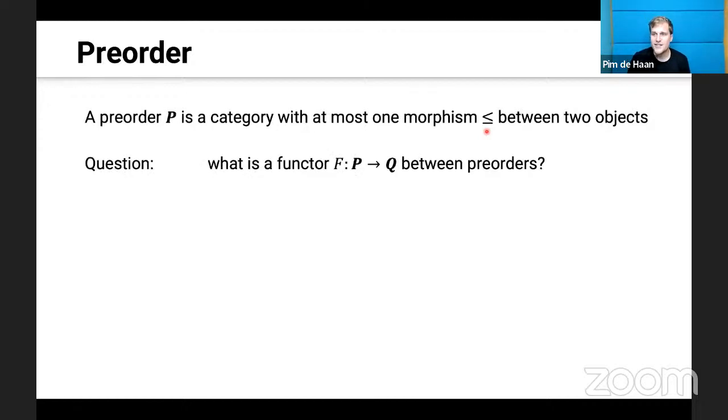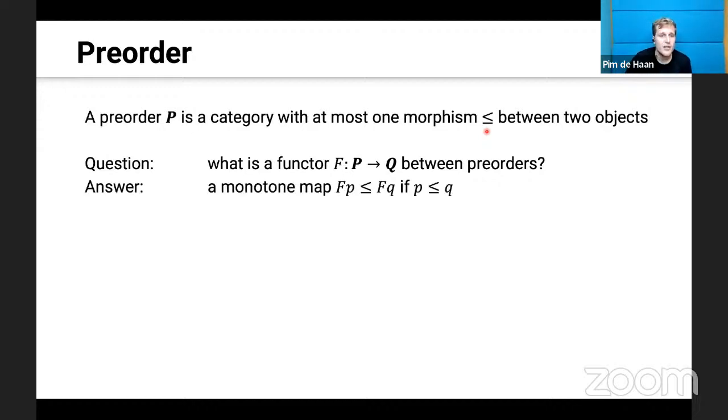Now a question for the audience. What is a functor between two pre-orders? So we have two pre-orders P and Q, and that means that they have at most one morphism between any two objects. And the question is, what are the functors between them? And I get a lot of good answers in the chat. These are order preserving maps.